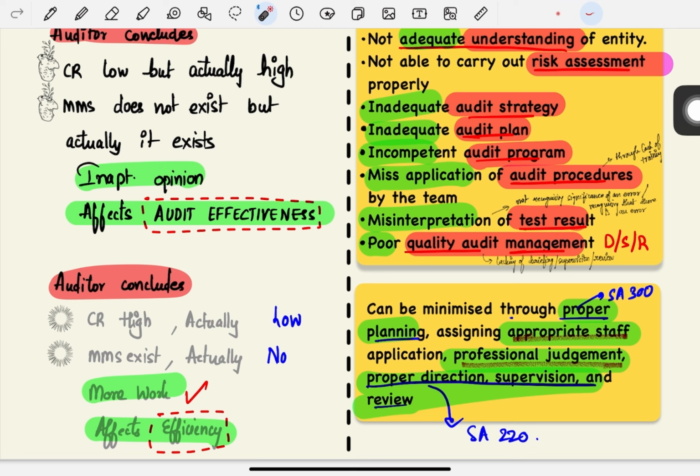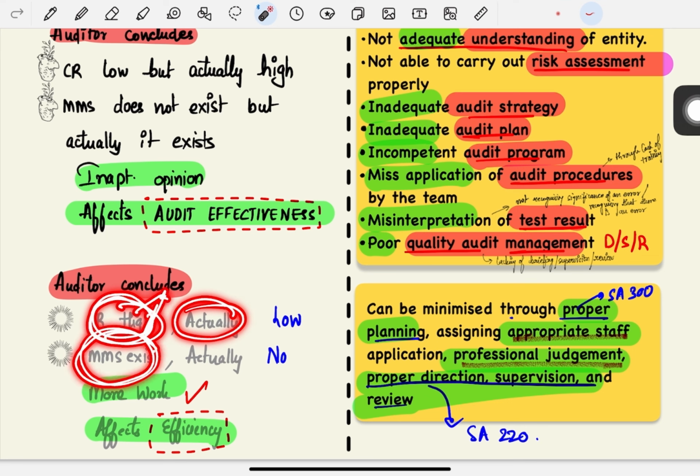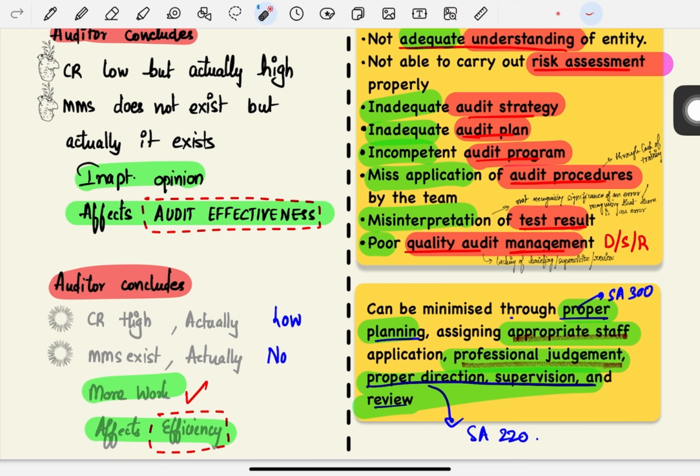So these are the auditor's conclusions over here. The auditor will conclude based on the sample that the control risk is high, but actually it is low. Or based on the sample, he will conclude that a material misstatement exists, but actually there is no material misstatement. So in this case, there is more work and it will affect his efficiency.